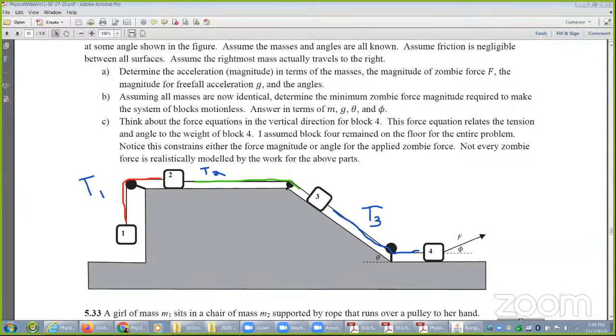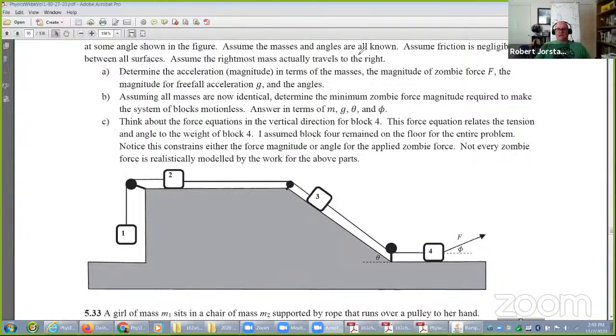Yeah, I'm trying to picture myself drawing the FBDs because I'm thinking, so there's a tension 3 between 4 and 3, and then so there's an action reaction to that for 4. So I guess I would have to draw them out so I can. Yeah.